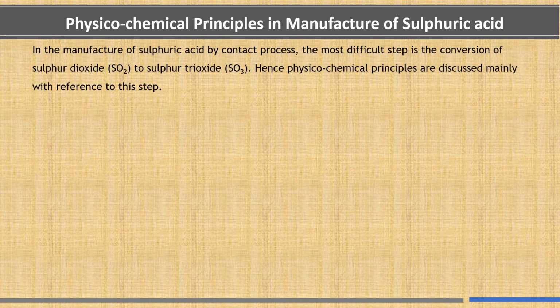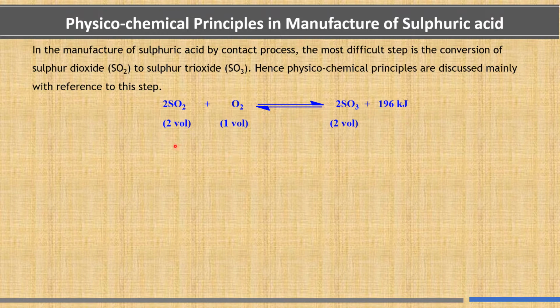The sulfuric acid is manufactured by contact process, and the most difficult step is the conversion of sulfur dioxide to sulfur trioxide. Hence, the physico-chemical principles are mainly discussed with reference to this step. Let us consider this reaction. 2SO2 plus O2 gives rise to 2SO3 plus 196 kilojoules of energy.